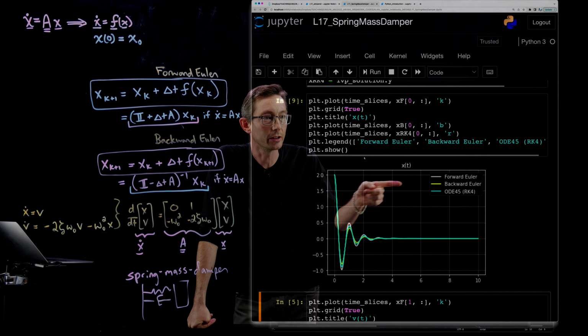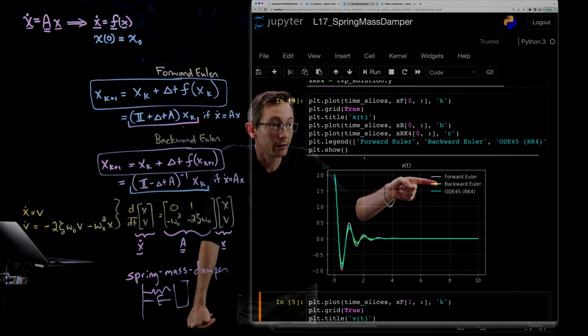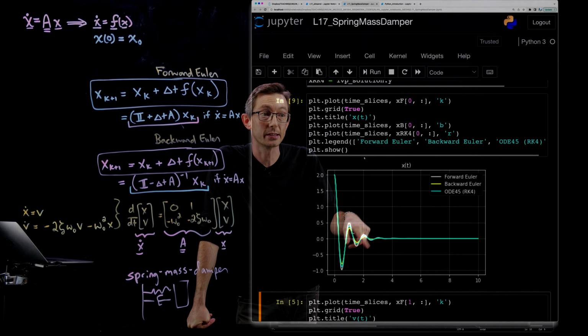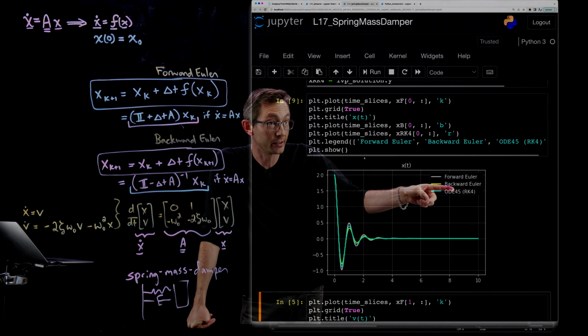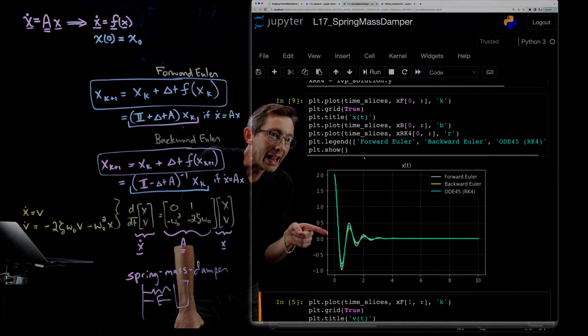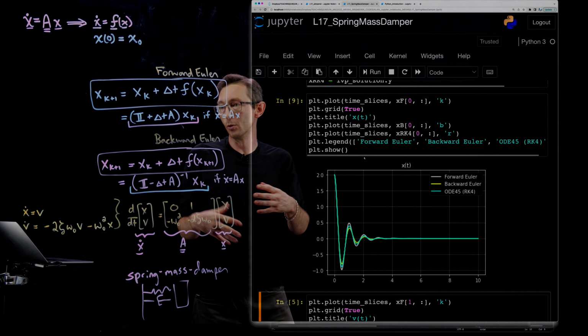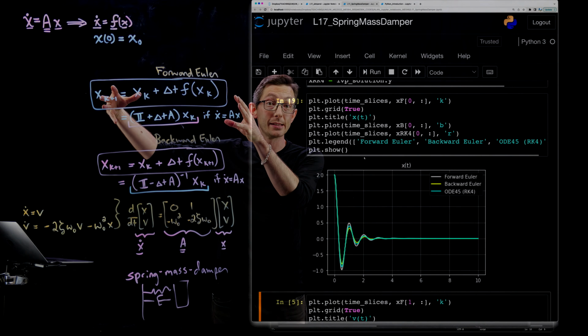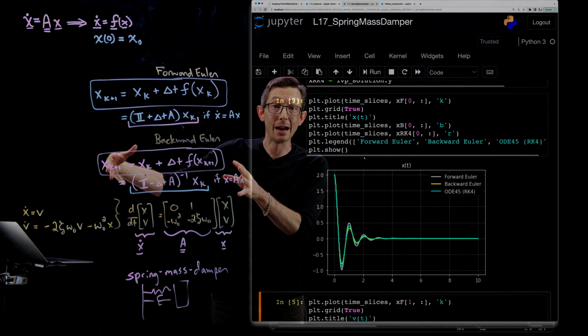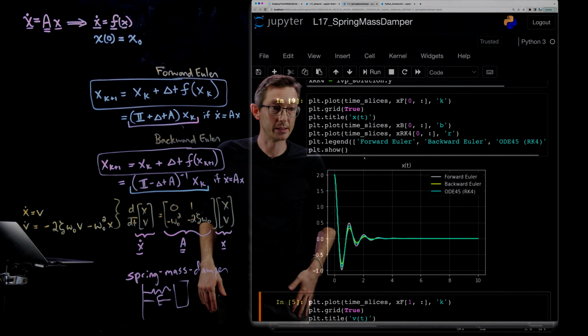And in particular, you see that forward Euler and backward Euler are pretty close to the much more accurate fourth order Runge-Kutta, this ODE45. Forward Euler overshoots a little bit, and backward Euler undershoots a little bit. So this one's a little bit more unstable, and this one's a little bit more damped or more stable. And you can see that here.